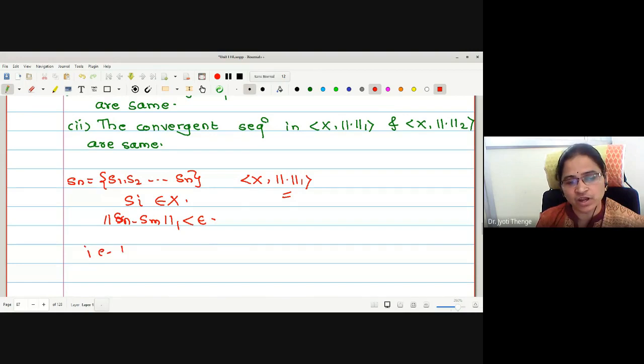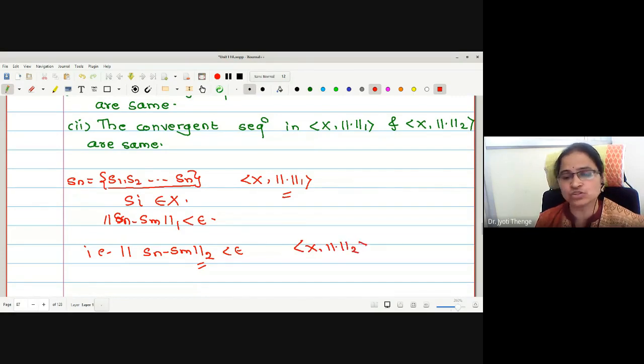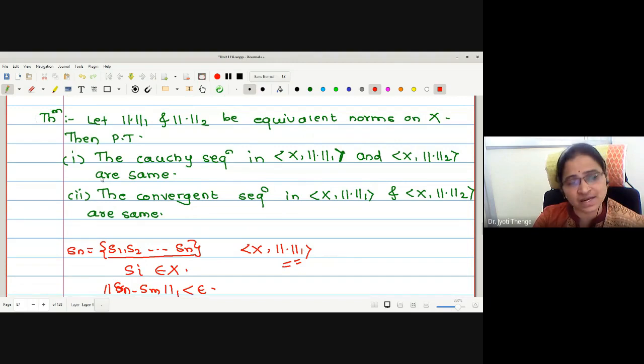That is, our aim is to show that norm 2 of Sn minus Sm is less than epsilon. So what is the meaning? Actually, the sequence remains the same. Only we are proving Cauchy once with respect to norm 1 and once with respect to norm 2. That's why, whatever sequence we are considering in the two normed linear spaces, this will be a single same sequence, but we are proving it is Cauchy with respect to two different norms. Therefore, one can say that the Cauchy sequences are the same.